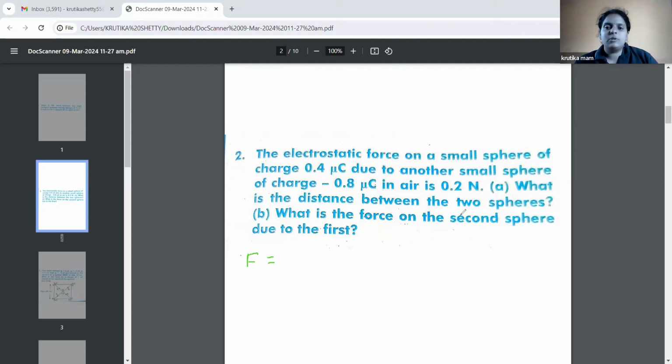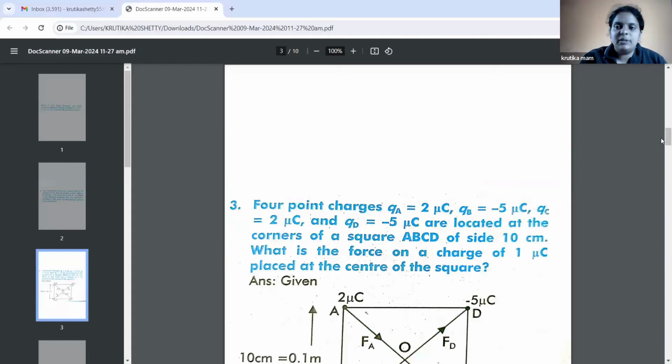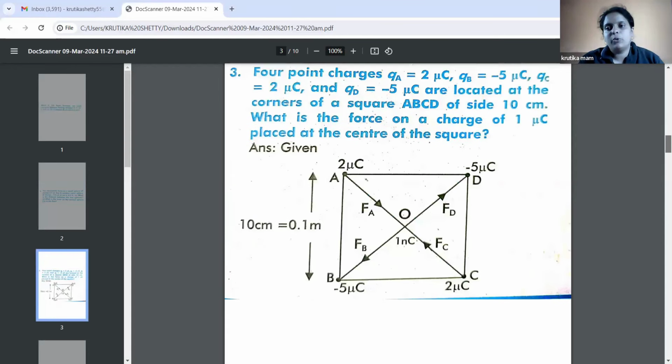What is the force on the second sphere due to the first? Actually, here you just need to write that it is an attractive force. Yes, this is point 2 only. You just write that it is an attractive force, that is enough, because the charges are plus and minus. According to the properties of the charge, it is attractive in nature. That's it. No need to calculate that because they have already given it. So no need to calculate that one. Here we have the third question. Hope the second question is clear to everyone.